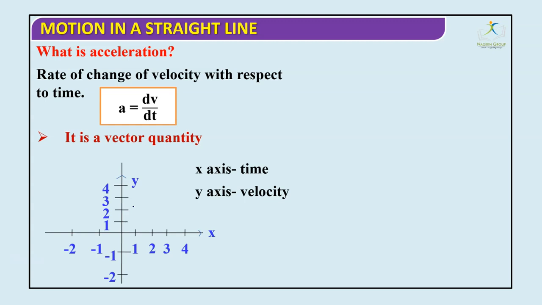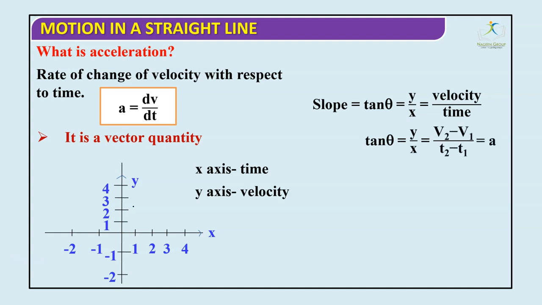As you can see, if I want to plot this acceleration graph, there will be various graphs we can get. The slope, tan theta, of the velocity time graph gives acceleration. Tan theta is equal to v2 minus v1 divided by t2 minus t1, which gives a. So we can say a is equal to Vf minus Vi divided by t, where Vf is the final velocity of the particle and Vi is the initial velocity of the particle.